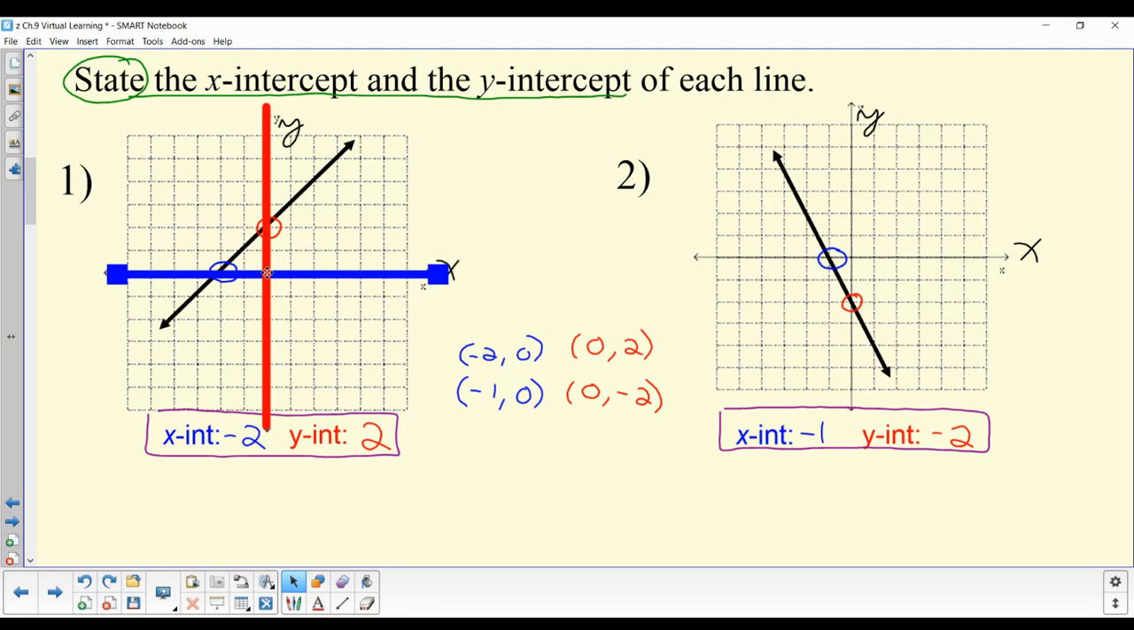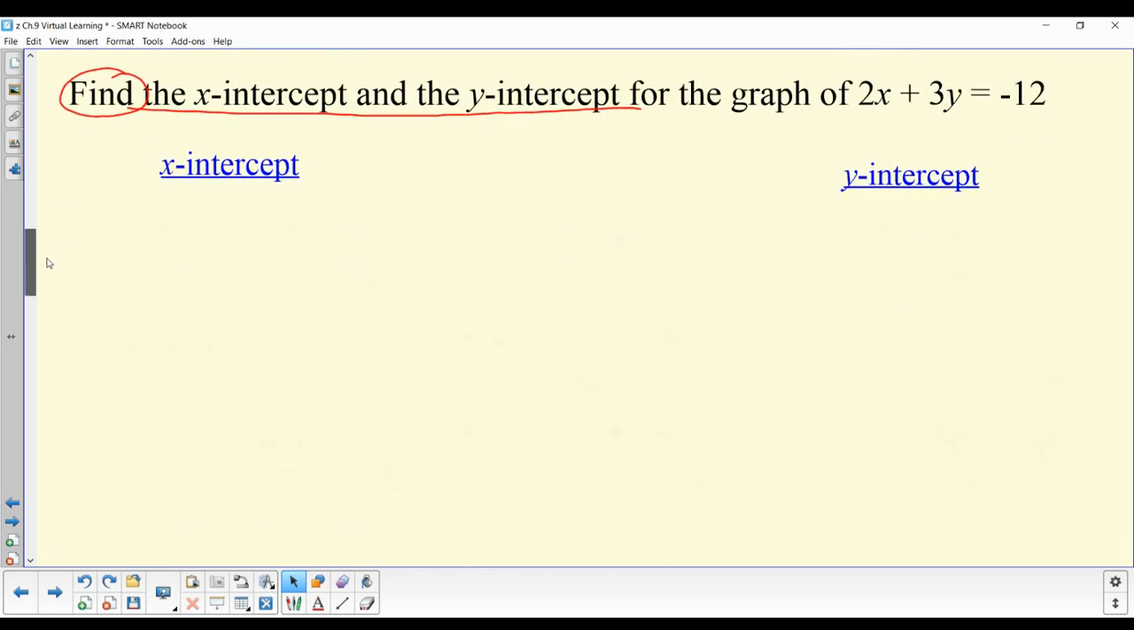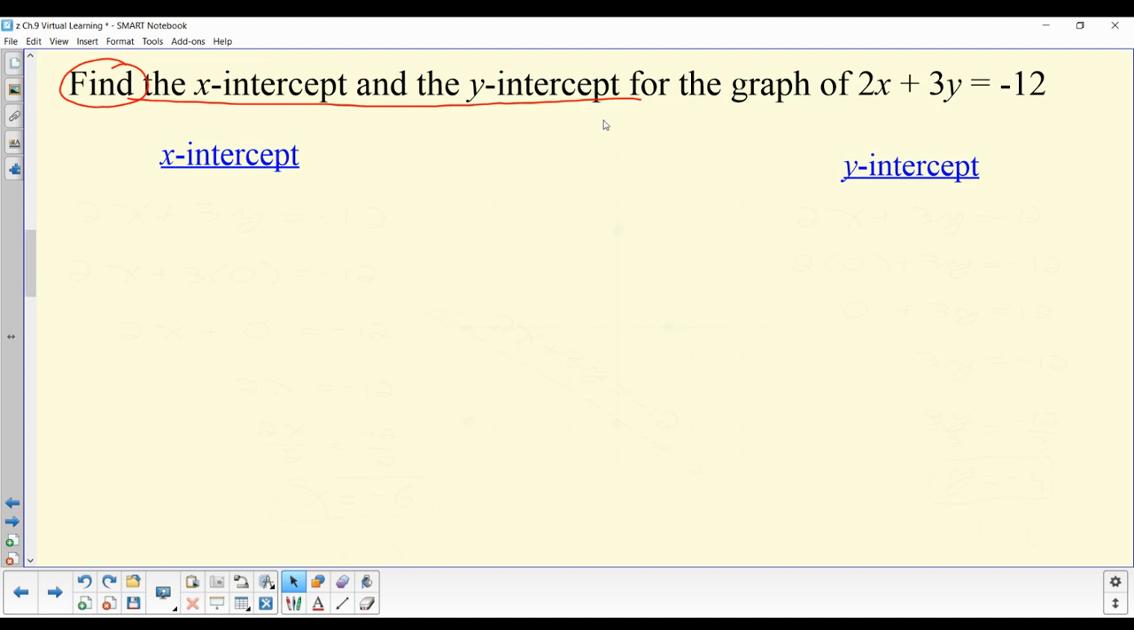So the characteristic we're looking for is that the x-intercept always has a y value of 0 and the y-intercept always has an x value of 0. It's always the opposite. So what we're going to do now is find the x-intercept and the y-intercept for the graph of the equation 2x plus 3y equals -12. Now, if we were to make a table and do the algebra, we could find the ordered pairs the way that we did when we were graphing off of a table.